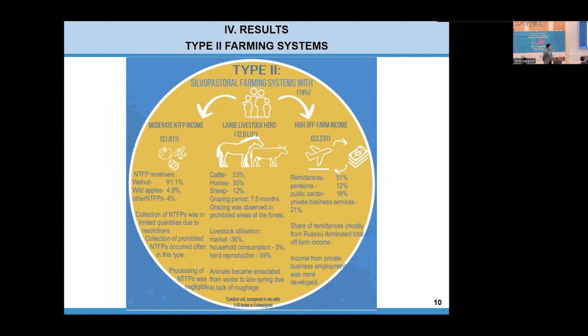As you can see, here also among the most important NTFPs was walnut. The farmers were allowed to collect walnuts. The share of other NTFPs was also negligible. So collection of NTFPs was in limited quantities due to restrictions that have been introduced by the local government or ILUC Matu.